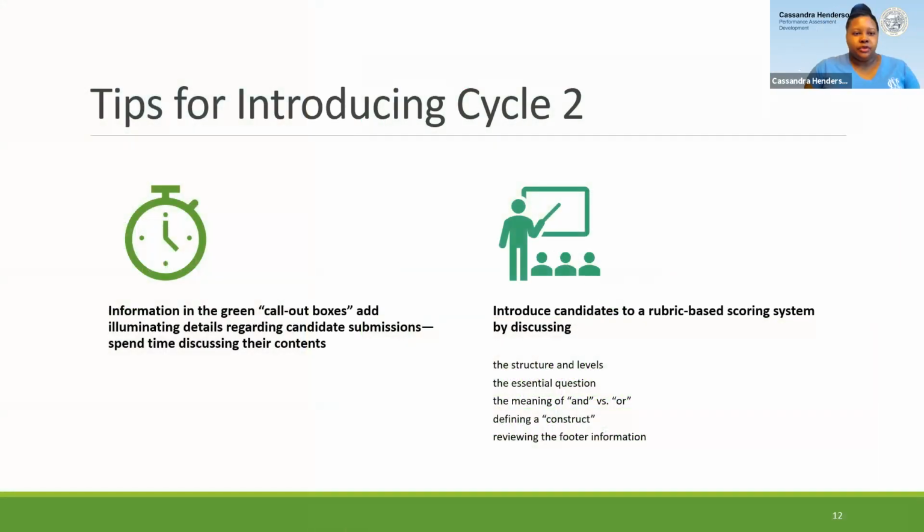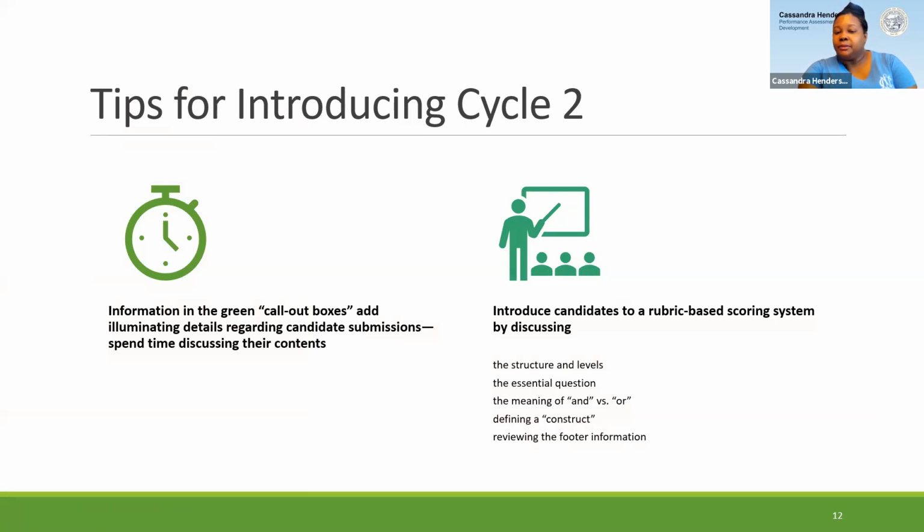Some tips for introducing cycle 2. Information in the green call out boxes. You saw those when we talked about cycle 1. You will see them again in the cycle 2 guide. And those are important. Please encourage candidates to read them and not skip those, because they do have important details that talk about submissions and components of their submissions.